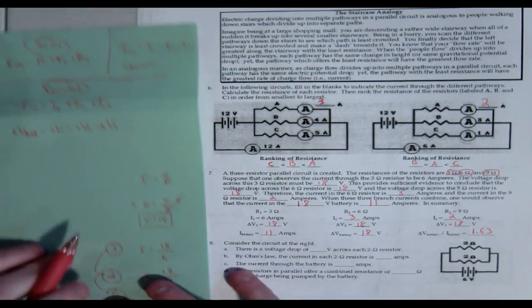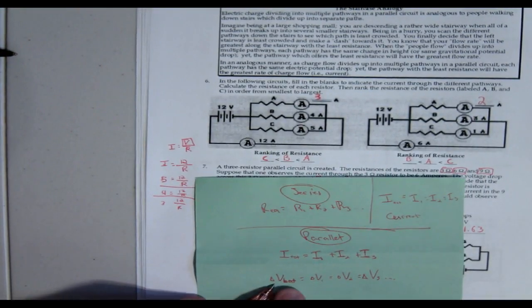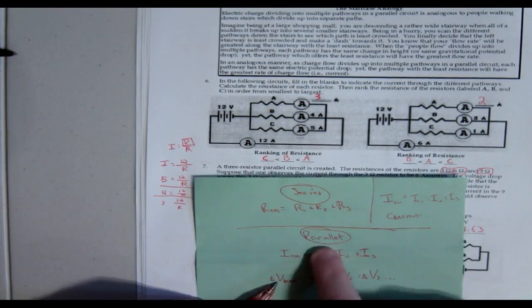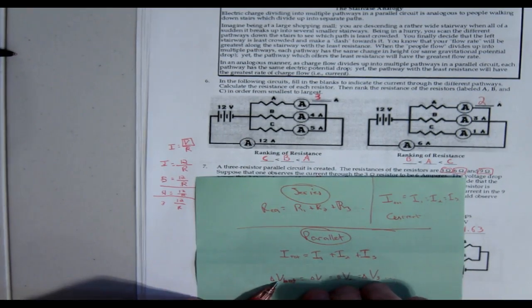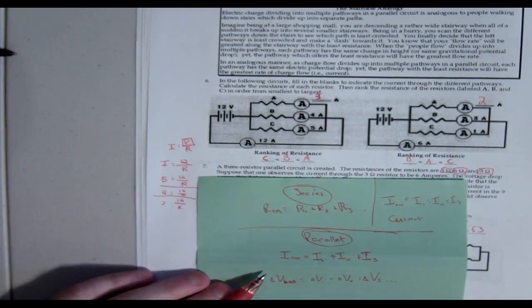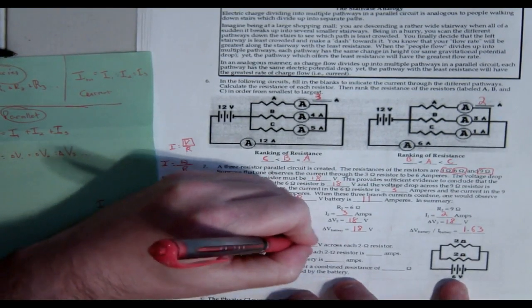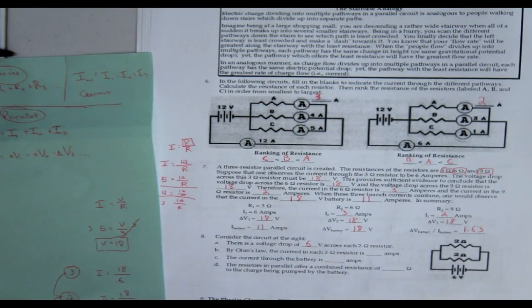Remember, the total voltage drop, what we said: they ride together, they die together, right? So the total voltage in a parallel circuit is always equal, and when it drops, because it gets used, they drop together. So the total voltage is 6, which means they drop together 6. By Ohm's law, the current in each 2 ohm resistor is blank amps.